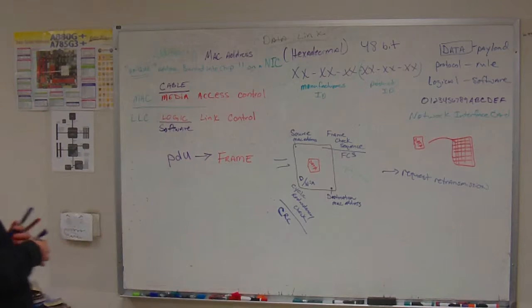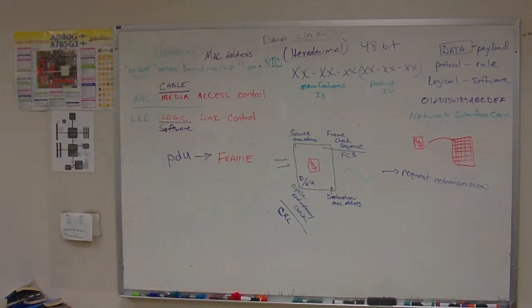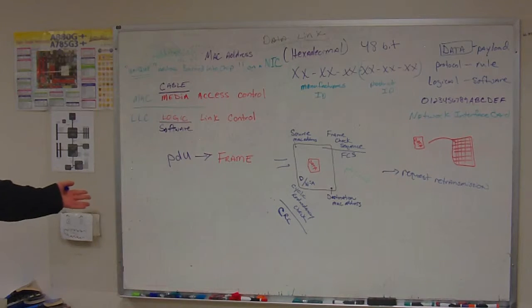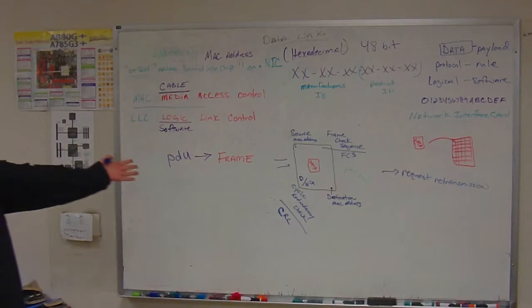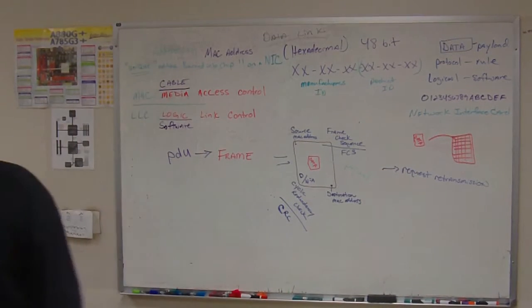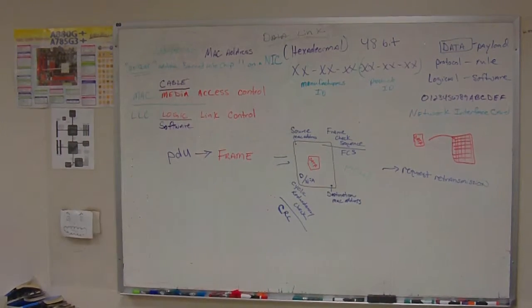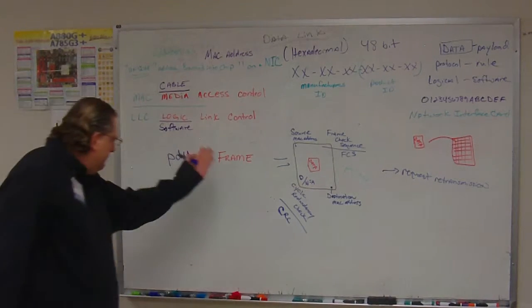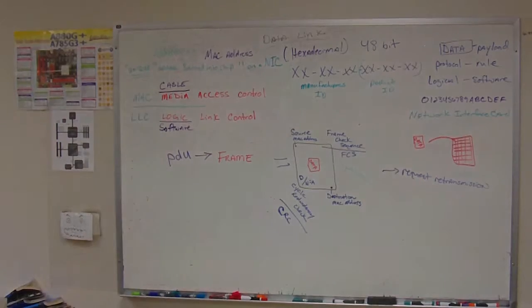So the PDU at the data link layer is a, say with me, a frame. That's right. The PDU at the data link layer is a frame. What does data look like at the data link layer? A frame. What is the definition of a frame?